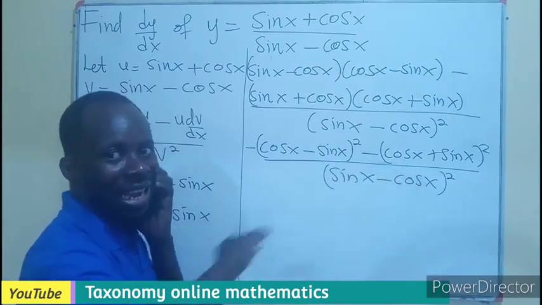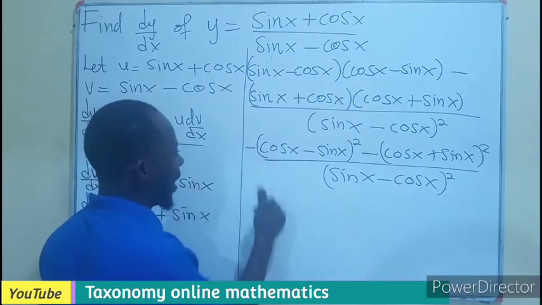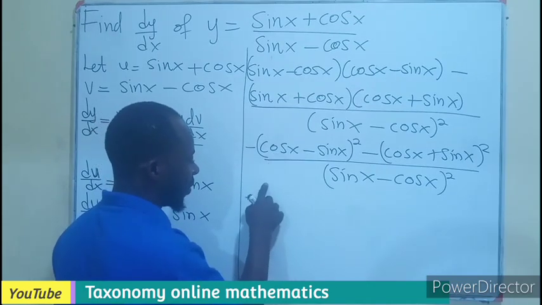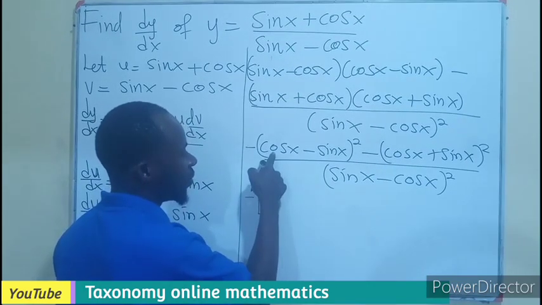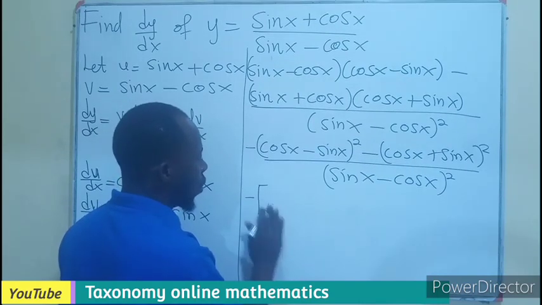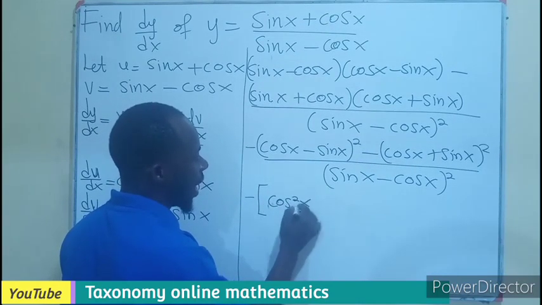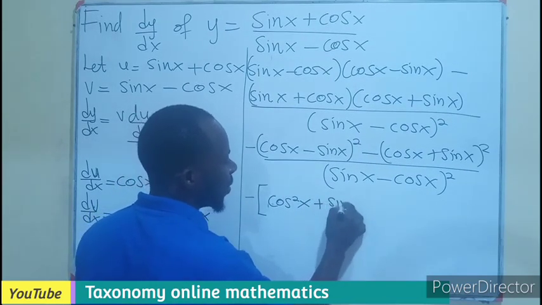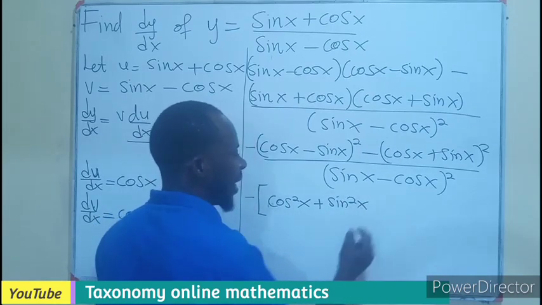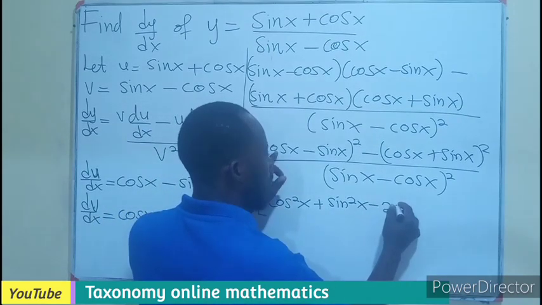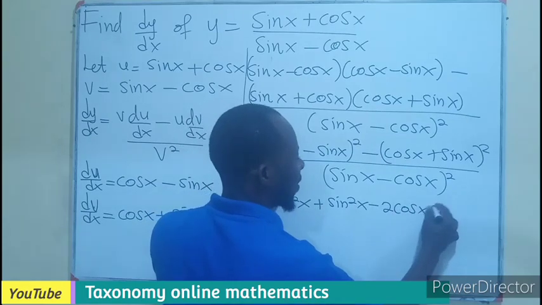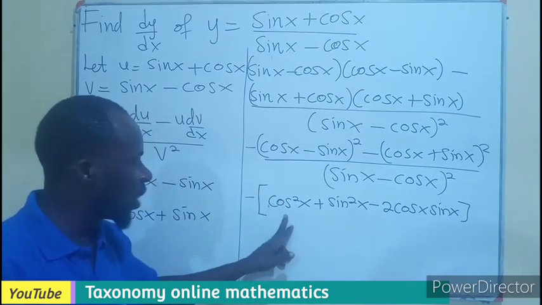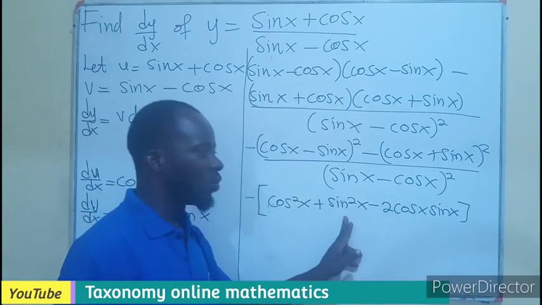But let's see how we can do that. I'll use line after line. So right here, I maintain my negative, then bring the bracket. So if I square this, let me introduce this first. If I square this, it will be cos square x, then it will become plus sin square x, then minus 2 cos x sin x. You get that, right? Square the first, twice their product, square the last.